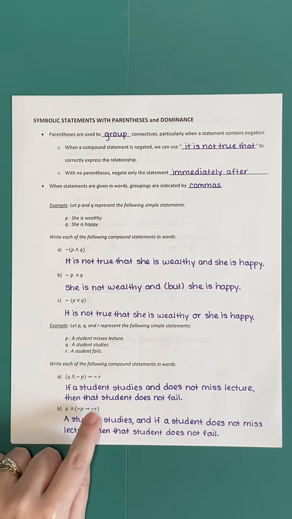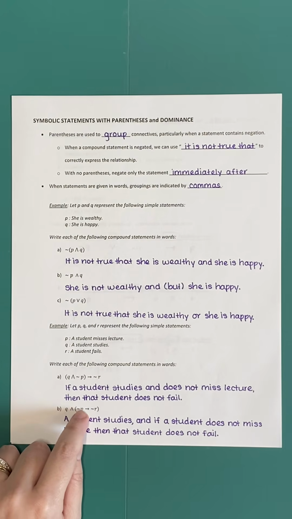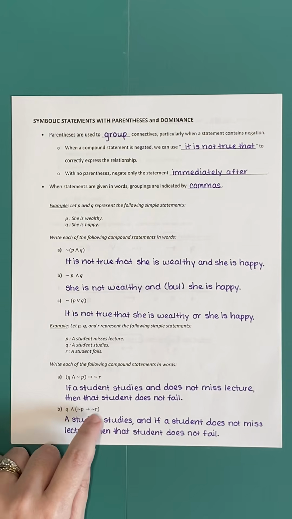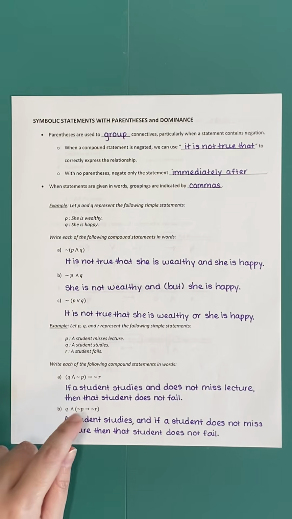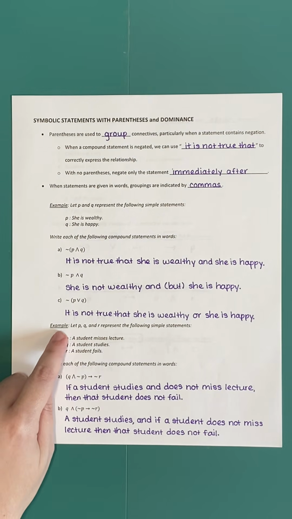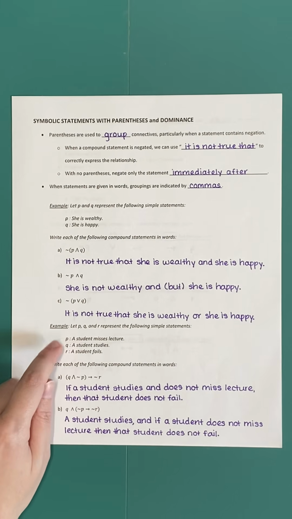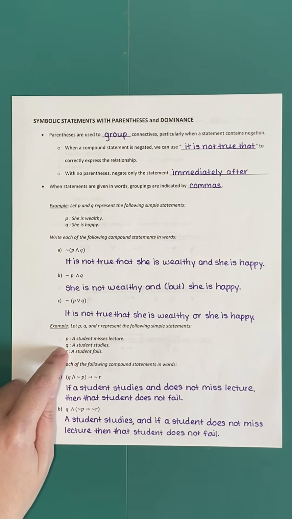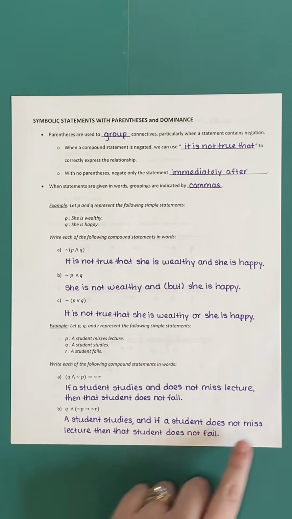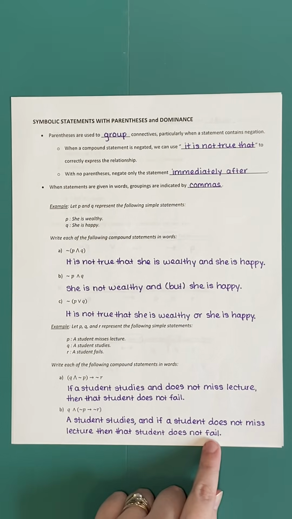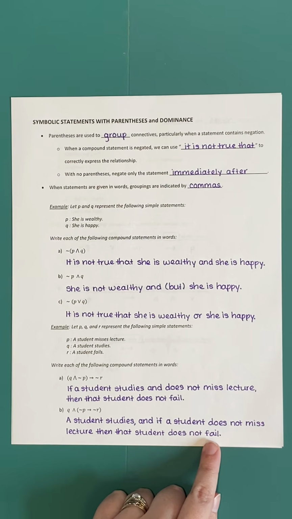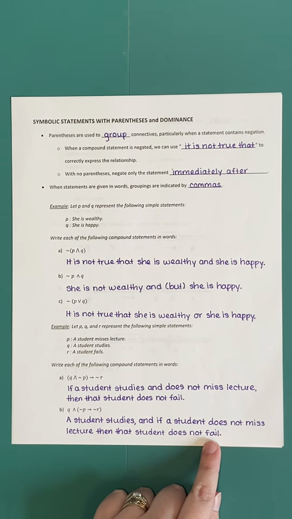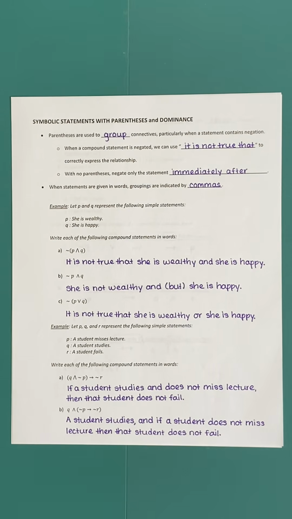Now it's not P implies not R. So if not P, then not R. So if not P, if a student does not miss lecture, then not R, a student does not fail. If a student does not miss lecture, then that student does not fail. So if a student does not miss lecture, the student doesn't fail, he doesn't fail, she doesn't fail, they don't fail. Different wordings communicate the same thing.